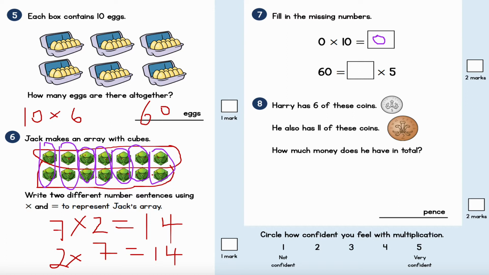Next one, 60 equals something times 5. Well, 12 times 5 is 60. But if you're unsure, if I did 60 divided by 5, that would have given me my answer.